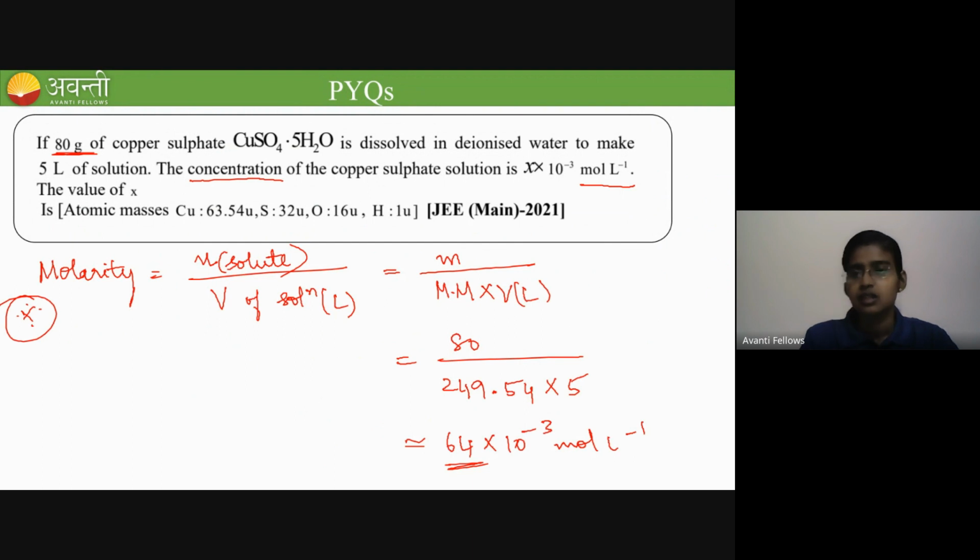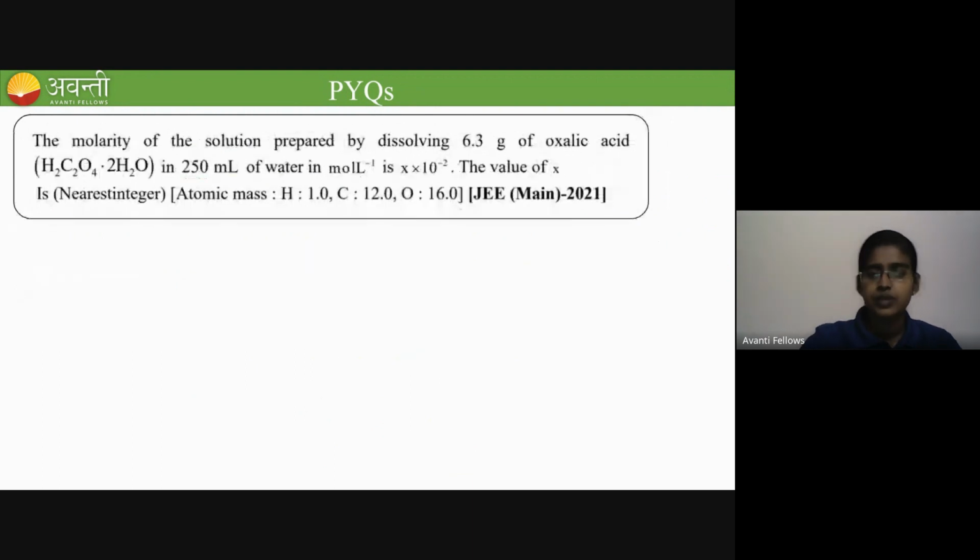Clear? So now we will go with the next question. The molarity of the solution prepared by dissolving 6.3 gram of oxalic acid in 250 ml of water, in mole per liter, is X into 10 to the power minus 2. The value of X is. So again, mass is given, volume is given in terms of milliliter. We have to find out the molarity.